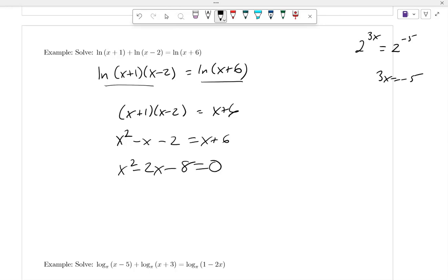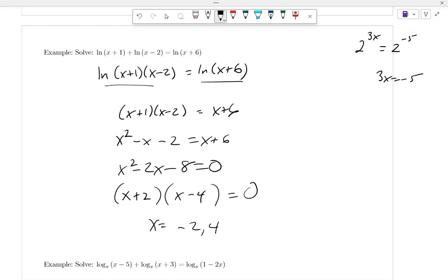If I subtract the x and subtract the 6, we should get x squared minus 2x minus 8 equals 0. Hopefully that factors. Otherwise, I wrote a pretty bad problem. What's that factor as? Good. So what are your solutions? Negative 2 and 4. And then again, with these log equations, the very, very last step is to check.